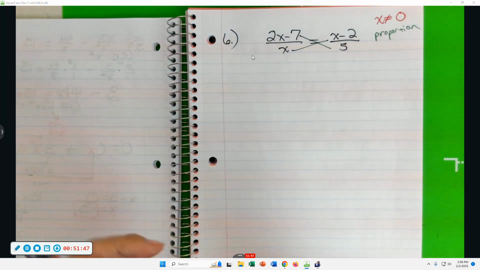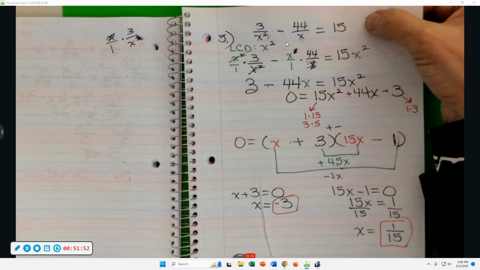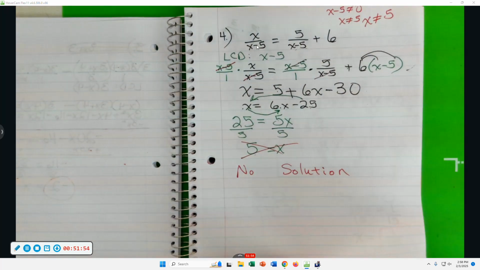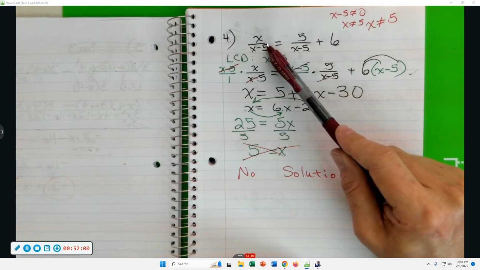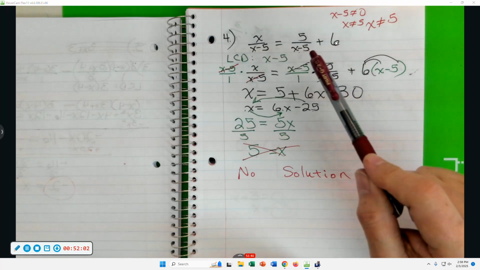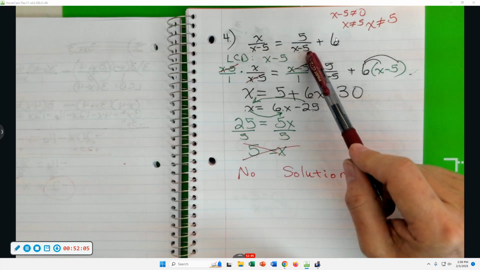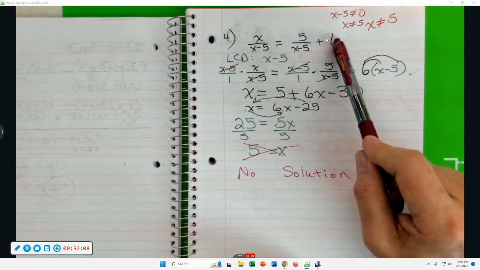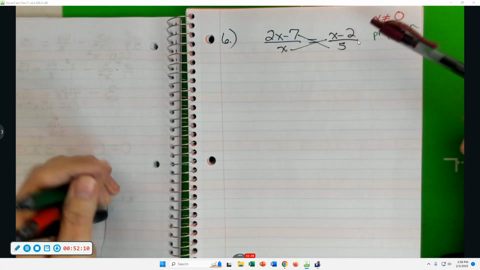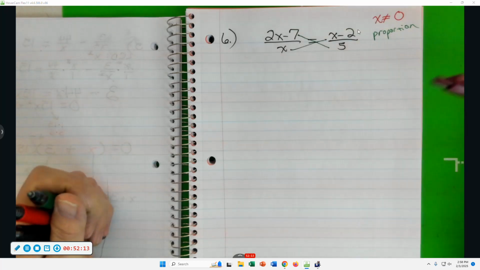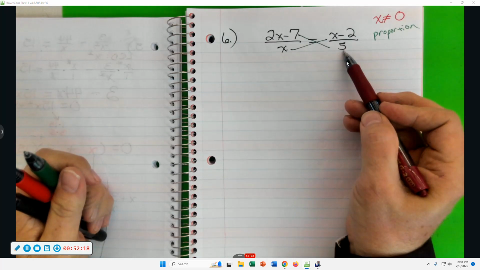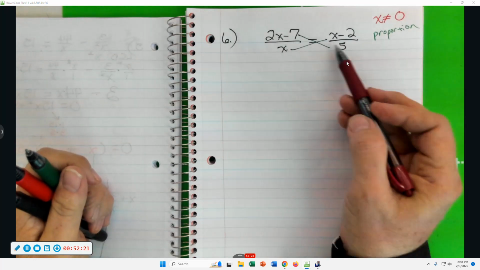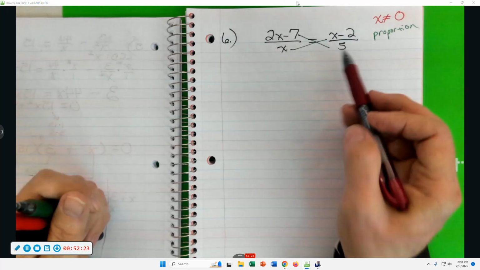Now, why didn't we do this on the previous one? Have we had any proportions? One fraction equaling another fraction. Could we do it on number 4? We have one fraction equals, but we don't just have another fraction on the other side. What else do we have? That plus 6. You can only do this if your equation is in the form fraction equals fraction. You take the 2x minus 7 times 5. What are we going to have to do there to perform that multiplication?